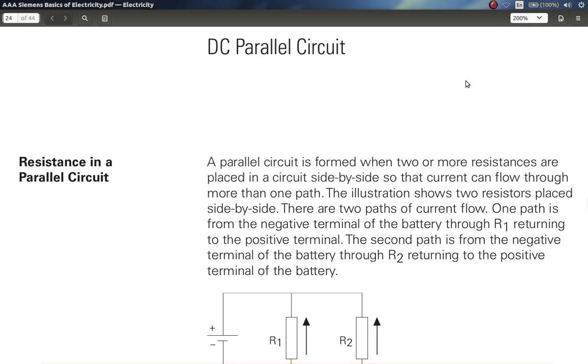We continue looking at the basics of electricity.